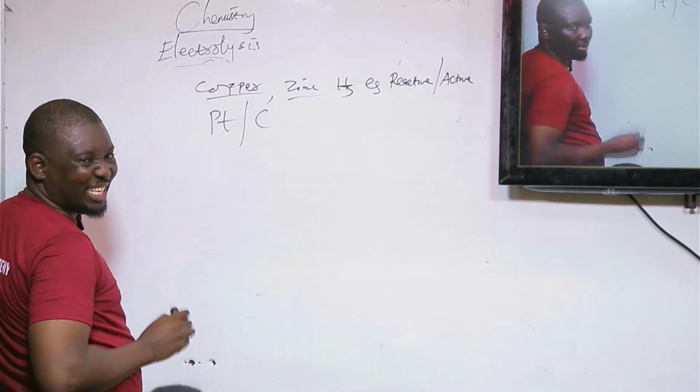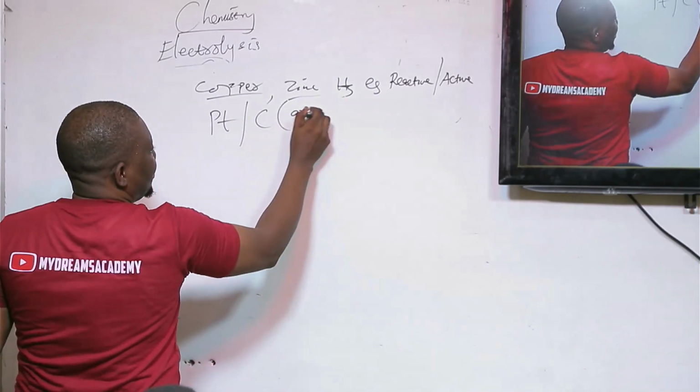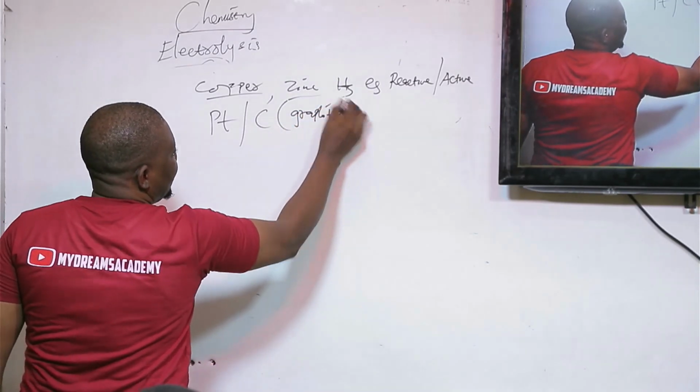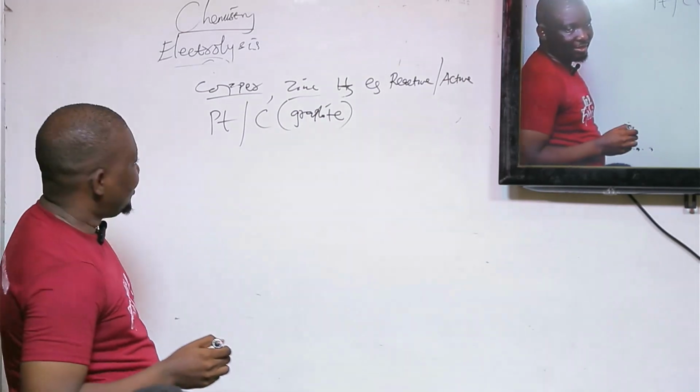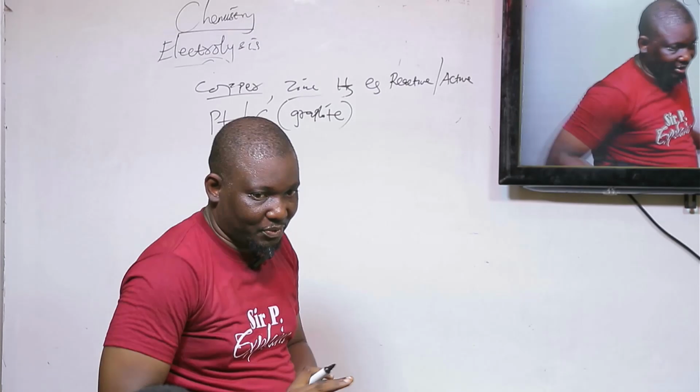Whenever you're using platinum or carbon, in the form of graphite, the two are not reactive. They are not going to affect the discharge of ions.